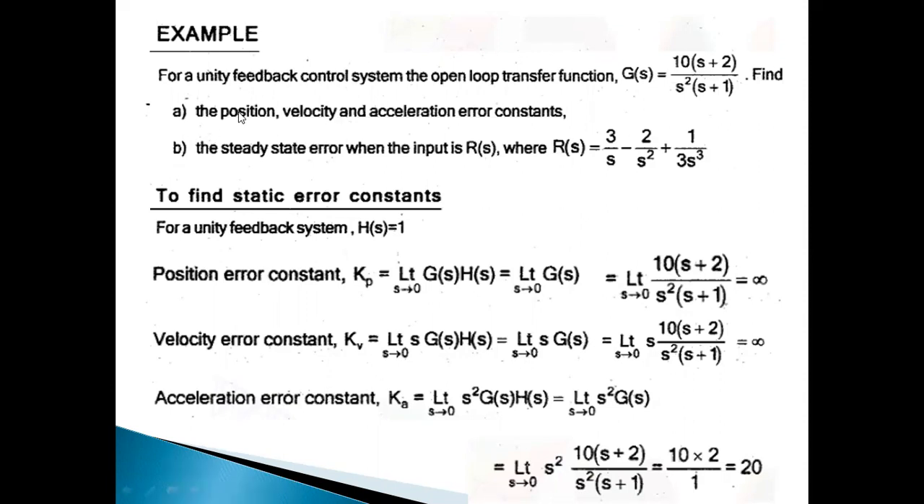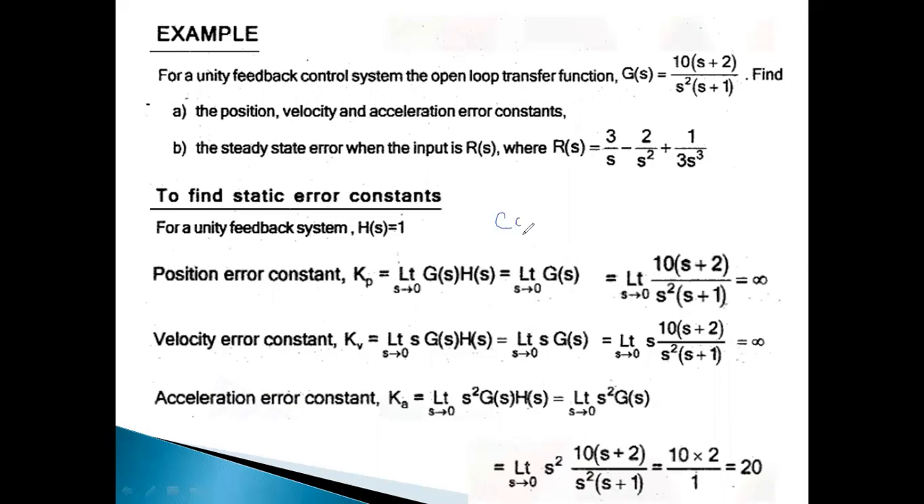Find out the position, velocity and acceleration error constants. These are static error constants. So we can find the steady state error. When the input is a unit step, this value becomes 0, so we use the position error constant, 1 by 1 plus Kp. When the input is a unit ramp input, the steady state error becomes 0 because it is 1 by Kv.